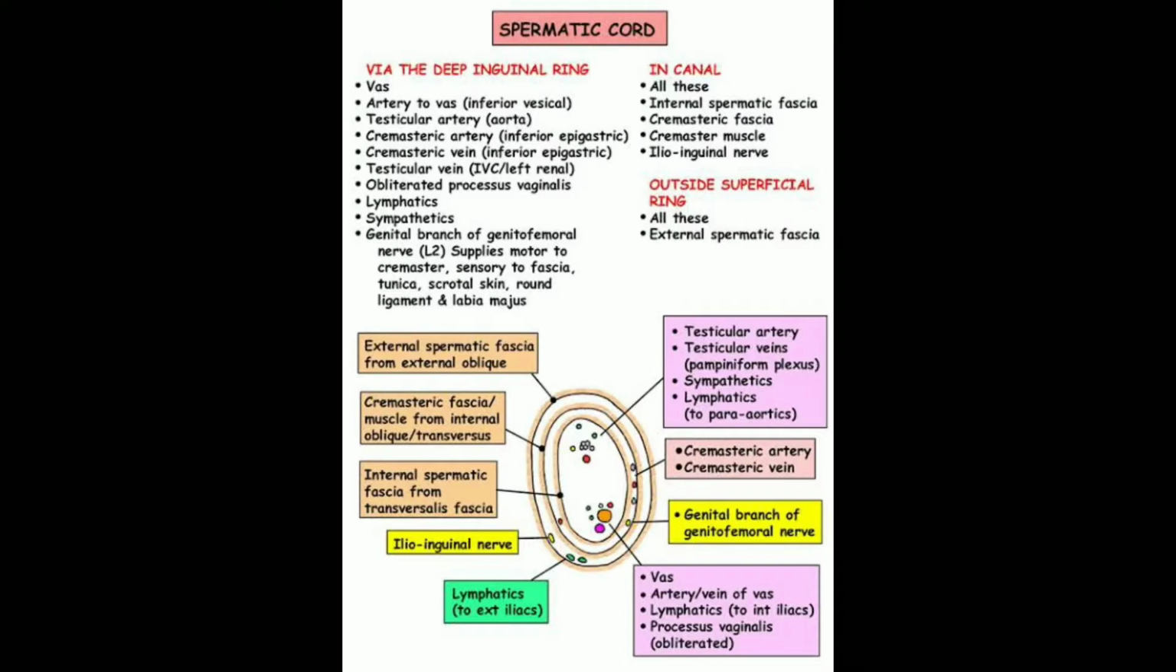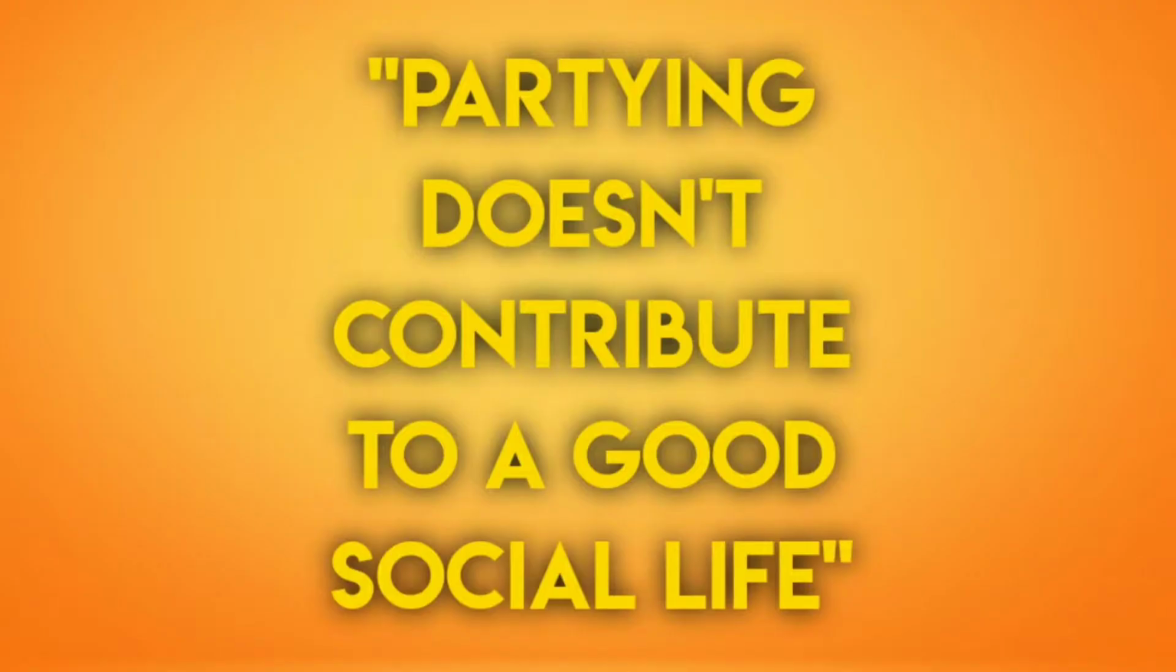Now the contents of the spermatic cord. Let's remember them by using a mnemonic. And this is the mnemonic: "Partying doesn't contribute to a good social life." This is something related to our generation. I repeat, partying doesn't contribute to a good social life. So let us see the individual words. What do they mean?